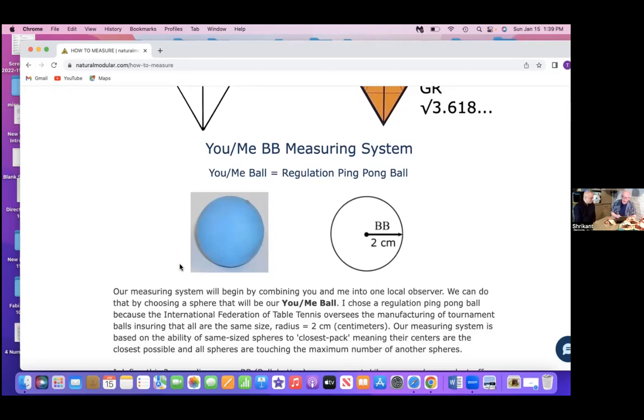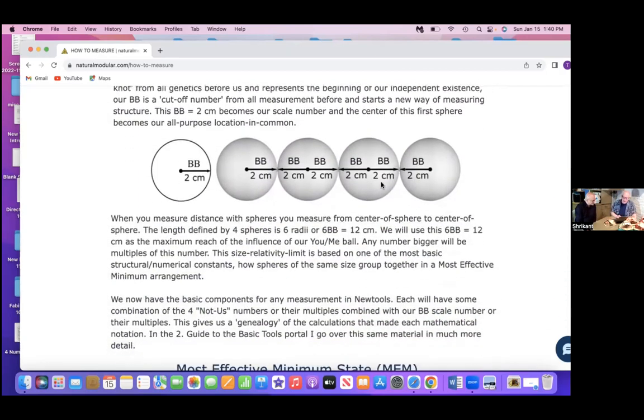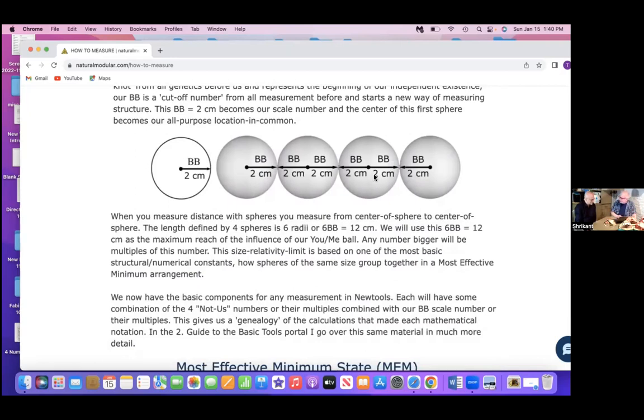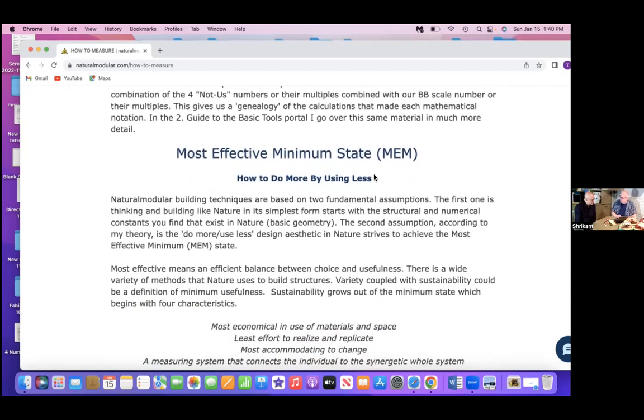Nice. Okay. And that's what we have here. So here is the radius that I talked about earlier, that the International Federation of Gymnastics, in 2000, changed from 1.9 to 2 centimeters. And when they did that, that's when I got the idea for the measuring system, because, oh, that's such a nice round number. So then remember that you always measure from center to center. And then what this produces is the most effective minimum state.